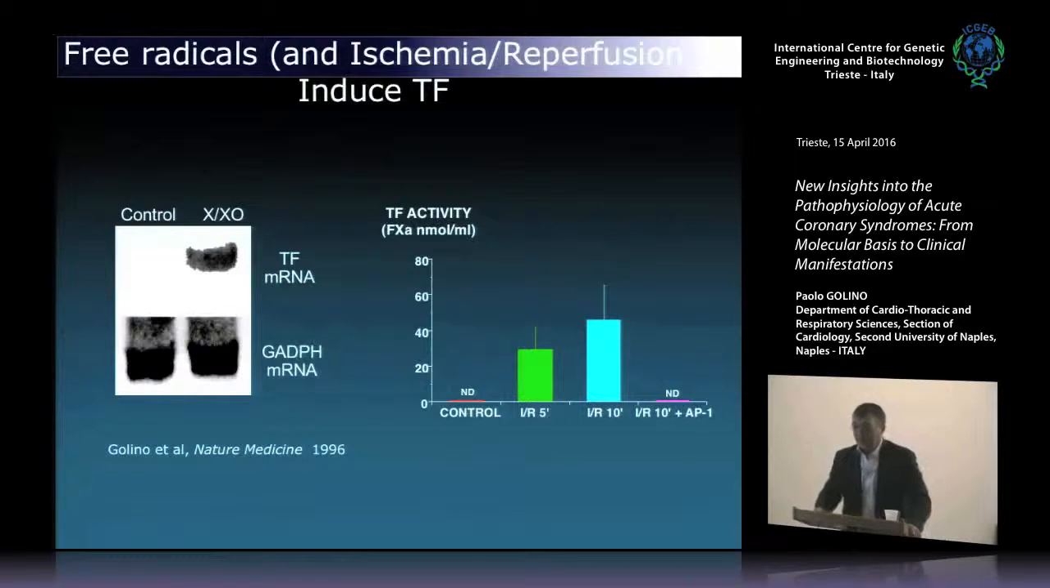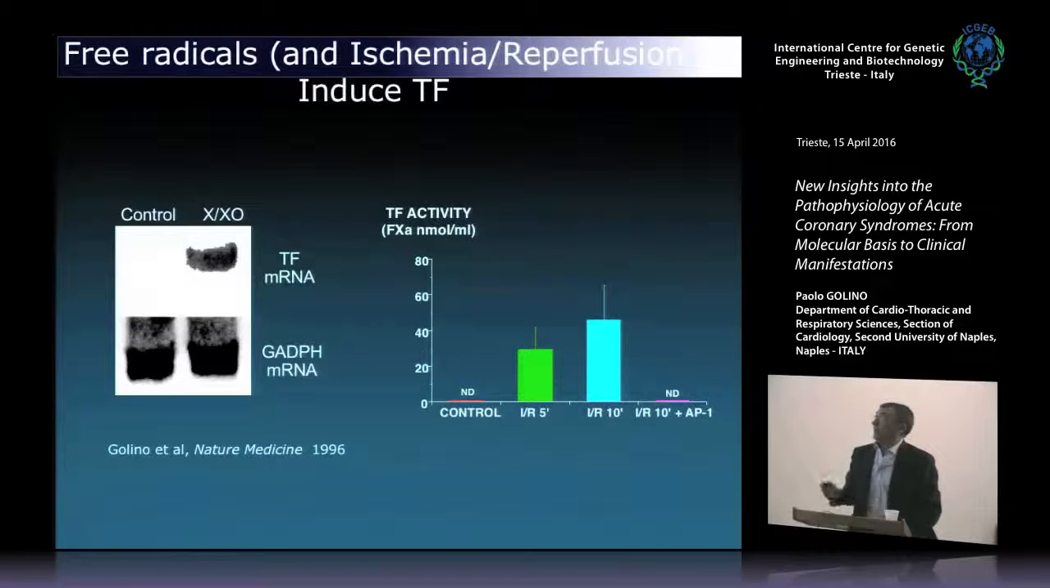Now, another interesting condition in cardiology is ischemia and reperfusion. You know that now the best therapy for acute myocardial infarction is primary PTCA or thrombolysis. That is, we try to get as soon as possible a reperfusion of the ischemic area. But this is associated, as you know, with the generation of oxygen free radicals within the coronary circulation, oxygen free radicals which can induce also a specific reperfusion damage.